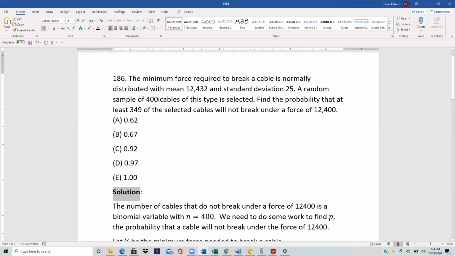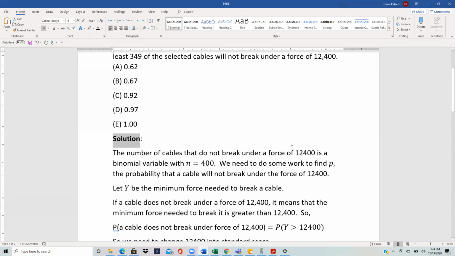Now, N is very obvious that it's 400. However, the little p is to be calculated. We need to do some work to get the little p, which is the probability of success, which in this case is the probability that a cable will not break under a force of 12,400.